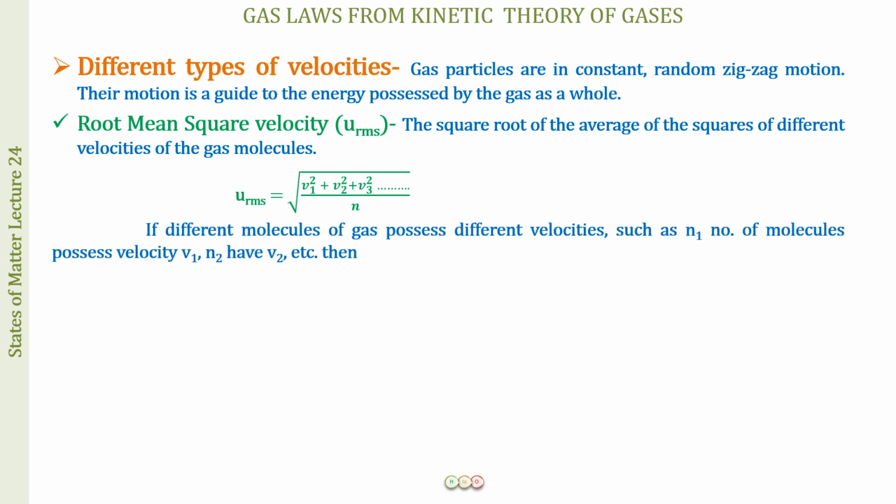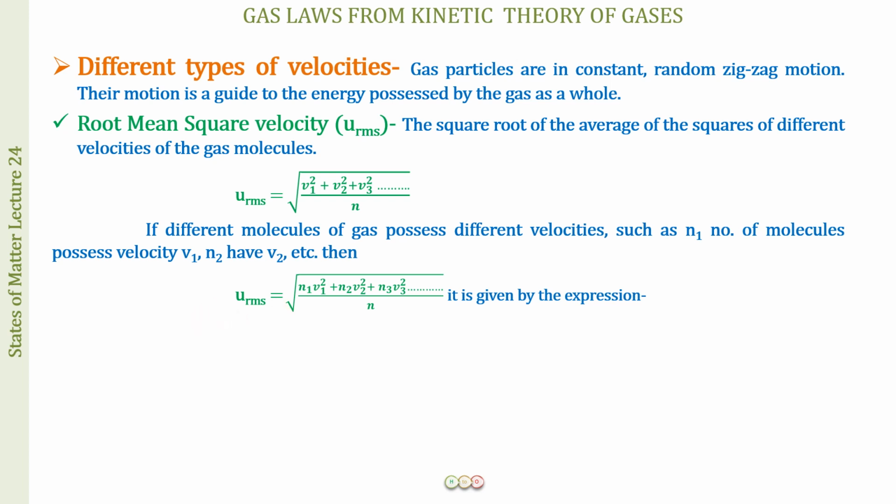Now, if they are going to be different molecules of gas which are possessing different velocities in such a way that there are n1 number of molecules possessing v1 velocity, n2 number of molecules possessing v2 velocity, and so on, you can just modify the formula to be n1 v1 square plus n2 v2 square plus n3 v3 square, and so on. Add all these terms divided by n, because still the number of molecules is going to be n, and put that under the root, and you are going to get this as URMS.